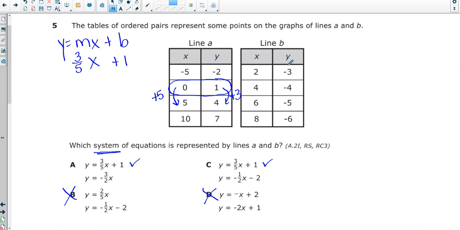Now let's look at line B. You can't tell what the y-intercept is yet, but you can find the slope. How do you get from 2 to 4? We're going to go up 2. And from -3 to -4, we're going down 1. So our slope here is -1 over 2. When you look at the second line, this one says -3/2. Nope. And here, -1/2. Yes. So it's C. Raise your hand if you got it right. Pretty good. Any questions here on number 5? Okay, let's move on.